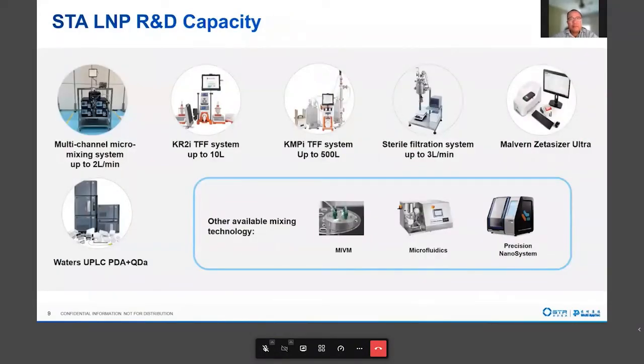This slide shows some typical equipment and instruments for our LNP platform. Here is our multi-channel macro mixing system that includes a mixer and a pump. We also have TFF purification systems with different scales. Here is the sterile filtration system.